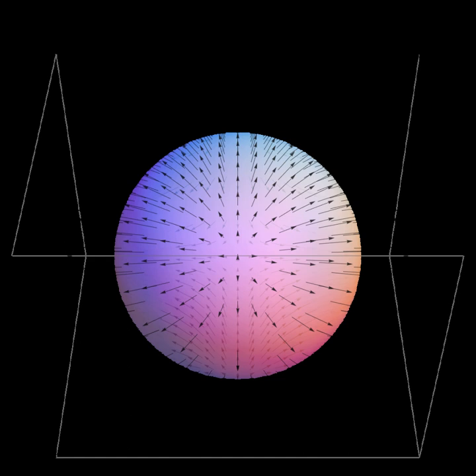W = {(x, y, z) ∈ R³ : x² + y² + z² ≤ 1}.